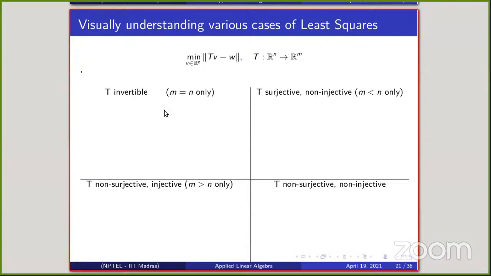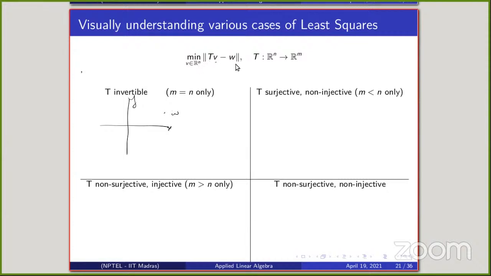Now, the case that we saw in the question was the first case where T is invertible, where this is possible only when m equals n. So if you had a 2 by 2 matrix, for example, then if you had the xy plane and a particular vector w in R2, and we want to find the V which maps to this W. And this is directly possible.